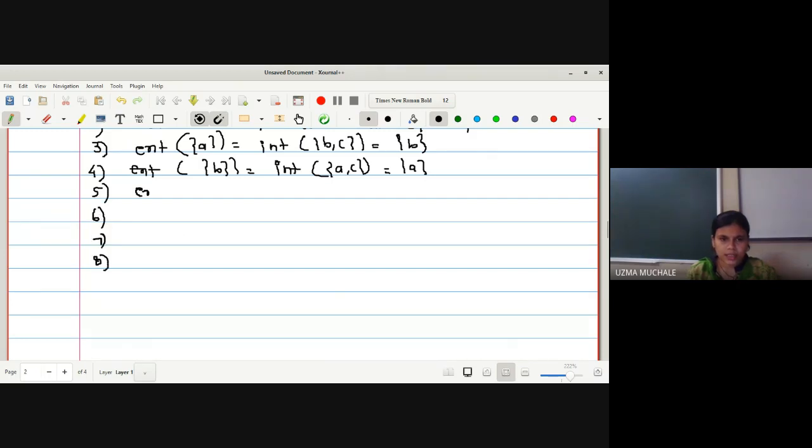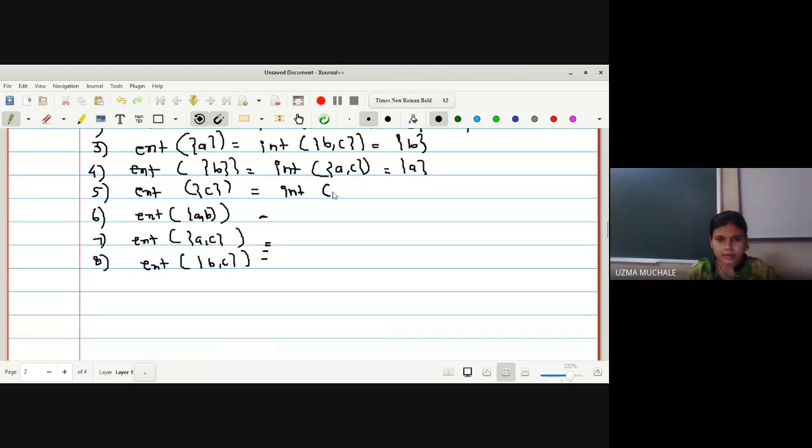You have to find out the exterior of singleton C. Then you have to find out exterior of AB, exterior of AC, exterior of BC. Find out and tell me fast.